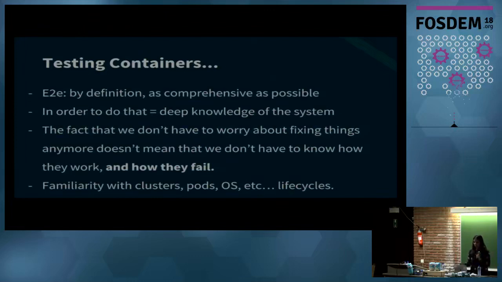So the fact that we don't have to worry about fixing things anymore doesn't mean that we don't have to know how they work, and especially how they fail. Because if we know how they fail, we know how to fix or how to implement solutions from the very beginning. For example, I was talking about fault tolerance and the Go programming language versus the Elixir programming language. And the latter one has fault tolerance included. So I was like, okay, so why doesn't Go have fault tolerance? And that is not my business right now.